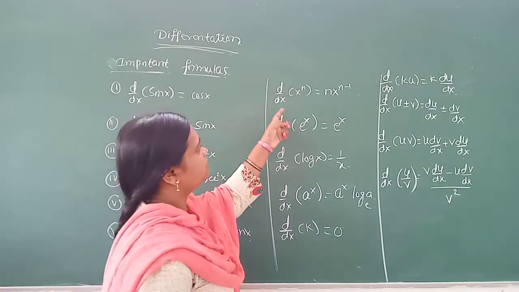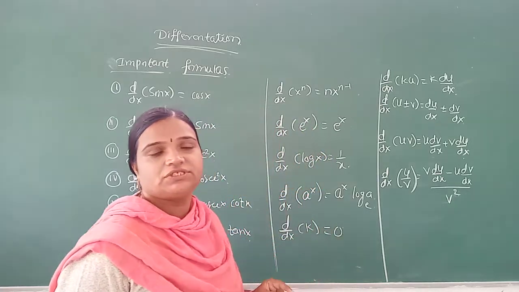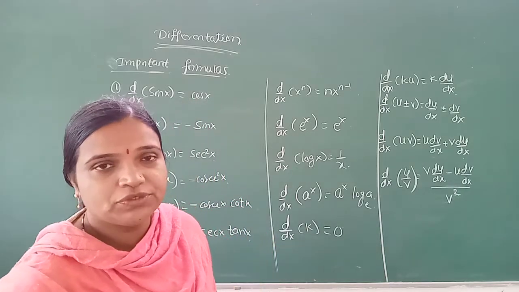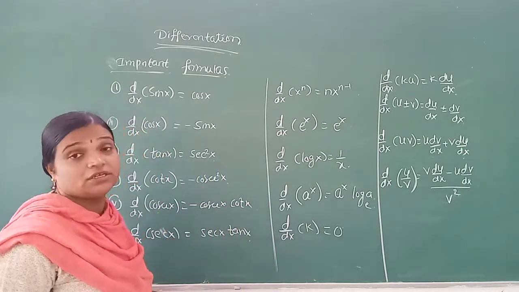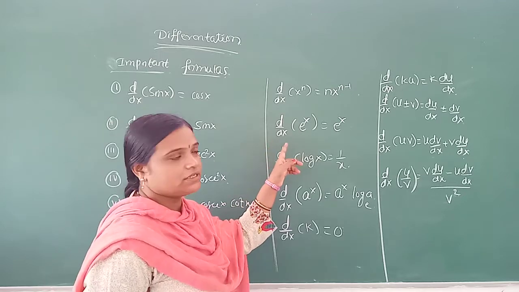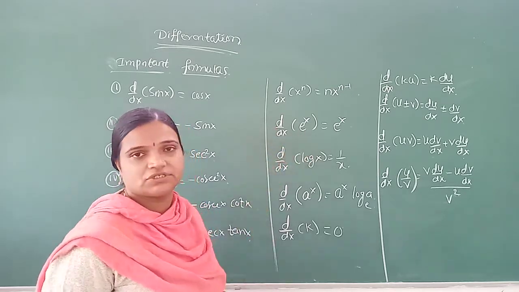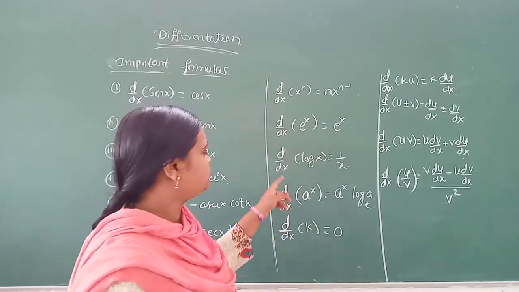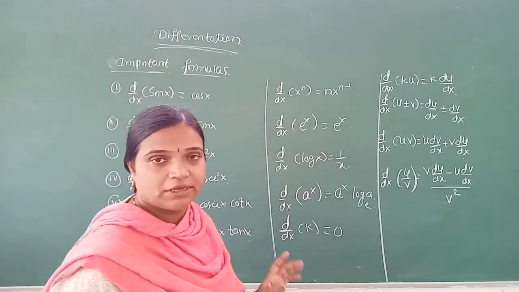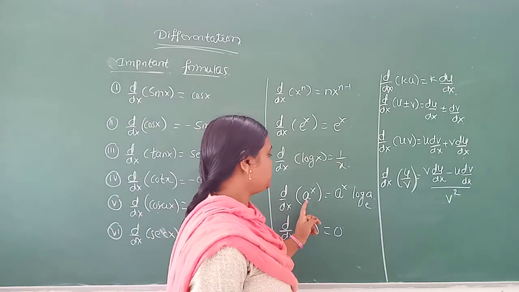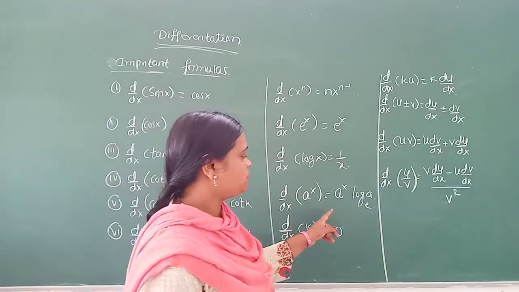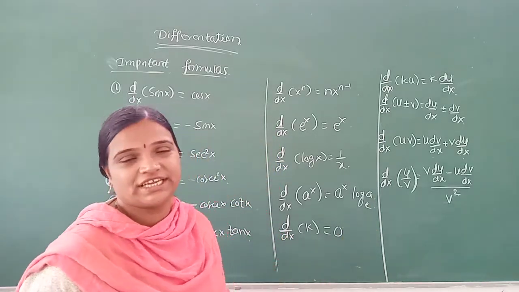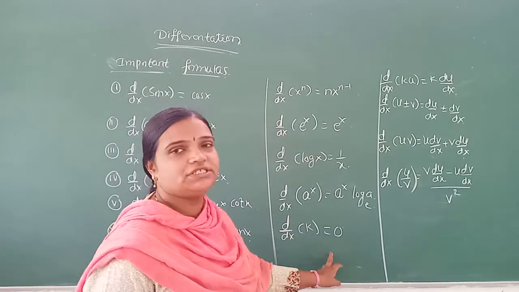Next, differentiation of x to the power n is n x to the power n minus 1. Using the first principle method, we can solve all the formulas. Continuing, differentiation of the exponential function e to the power x gives e to the power x only. Next, differentiation of log x is 1 by x. Remember the formulas. Differentiation of a to the power x is a to the power x log a to the base e. Next, differentiation of a constant k is 0.